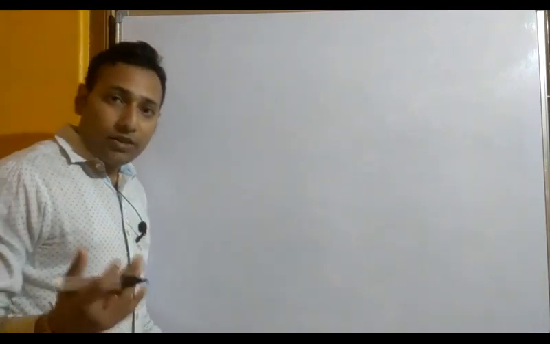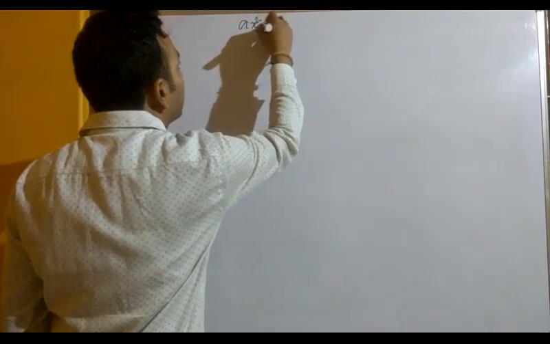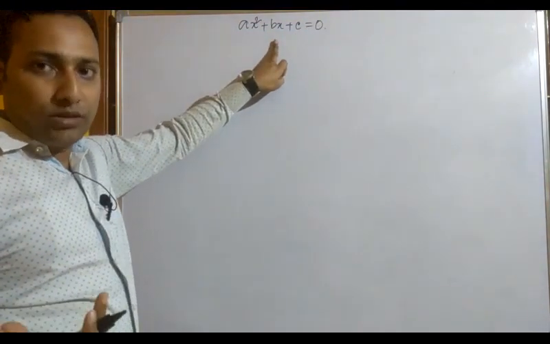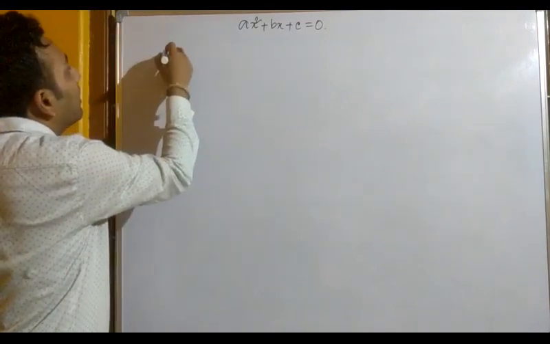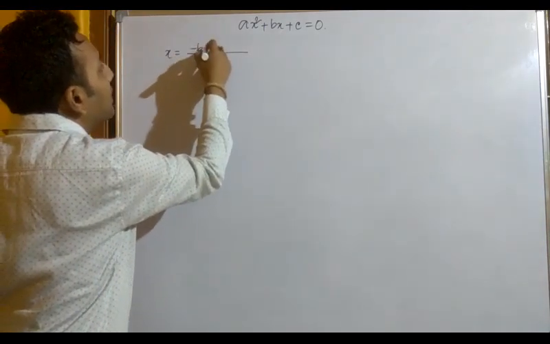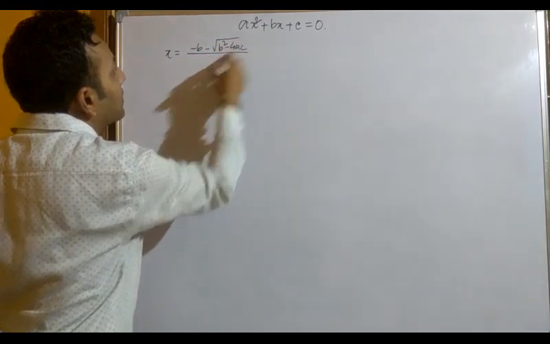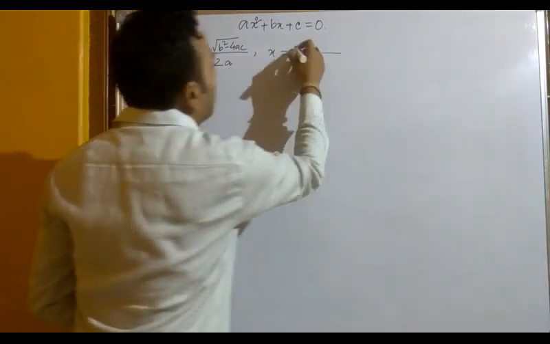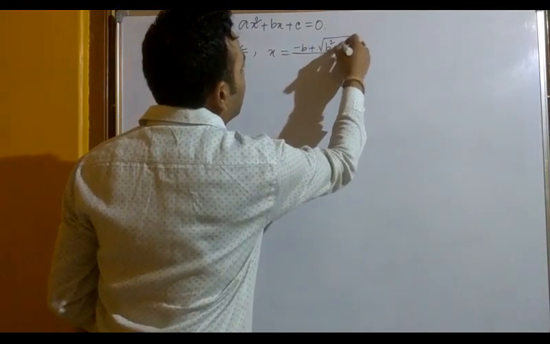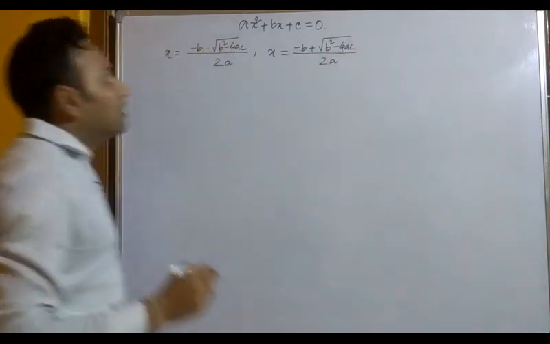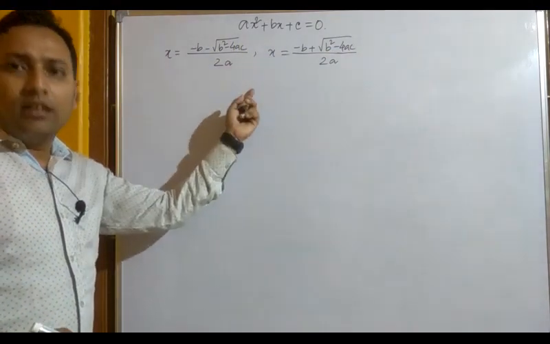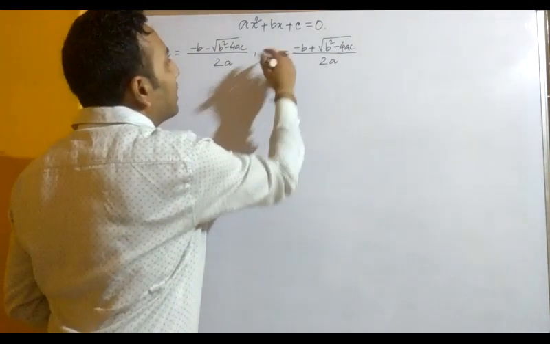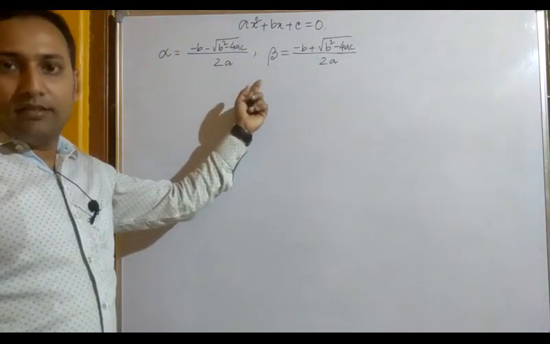Let us take the standard form of the quadratic equation once again, which, as you all know, is ax squared plus bx plus c is equal to 0. We know what the roots are. The roots are x is equal to minus b minus root over b square minus 4ac divided by twice a, and the other one is x is equal to minus b plus root over b square minus 4ac divided by twice a. So these are the two roots of the standard form of a quadratic equation. Let us consider this root as alpha and this root as beta. So the roots are alpha and beta.